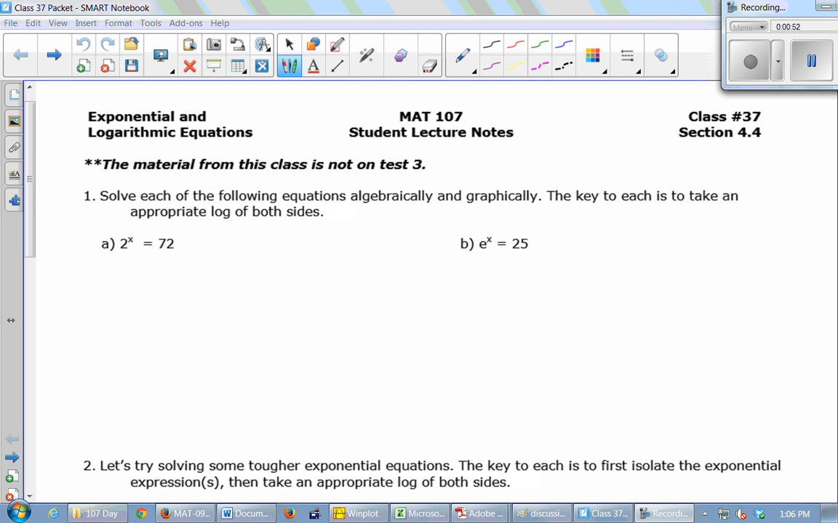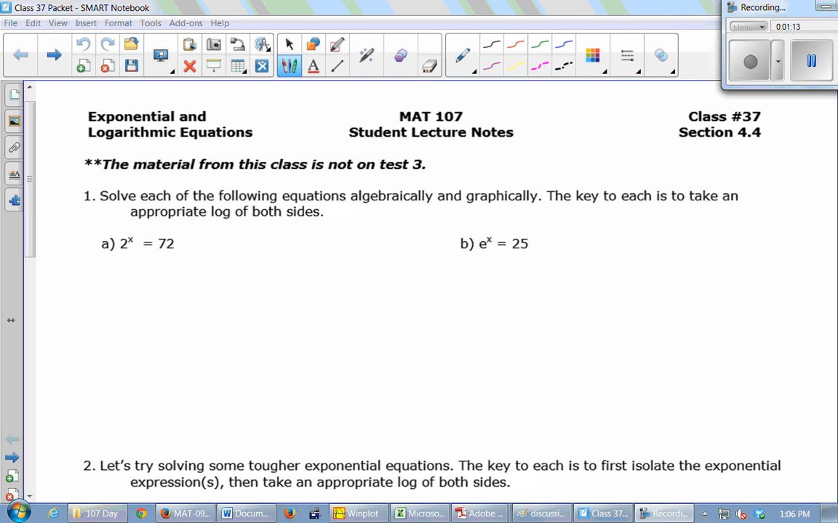I always go with the ln because it's only 2 letters, and so it saves me a little bit of writing. But you can take any log you want. You could take the common log of both sides. We generally take the ln or the common log because we have those buttons on our calculator. So that will help us get the answer.